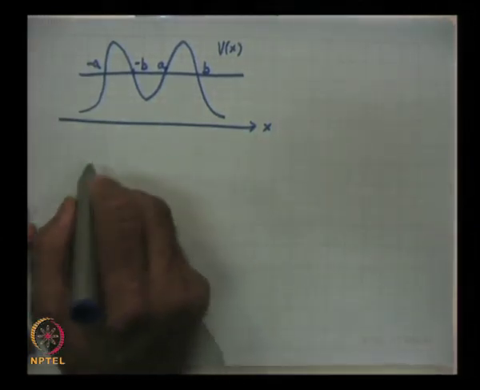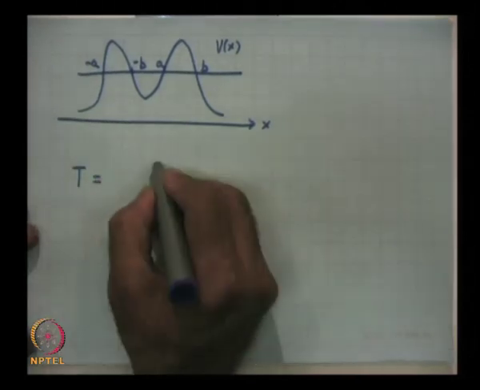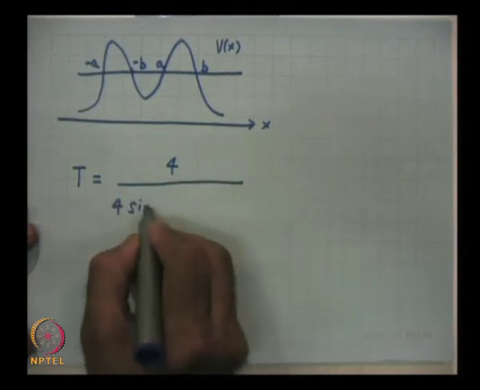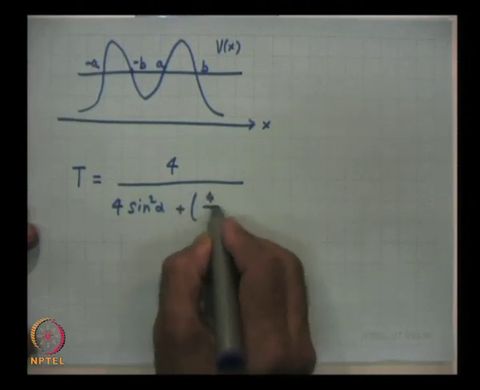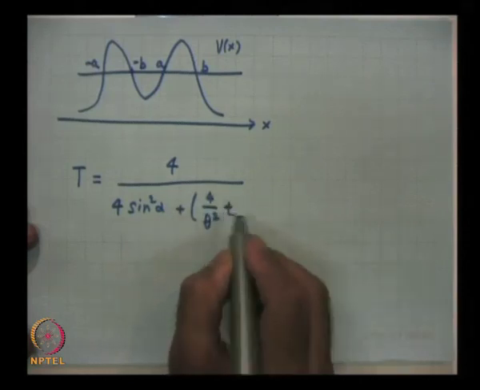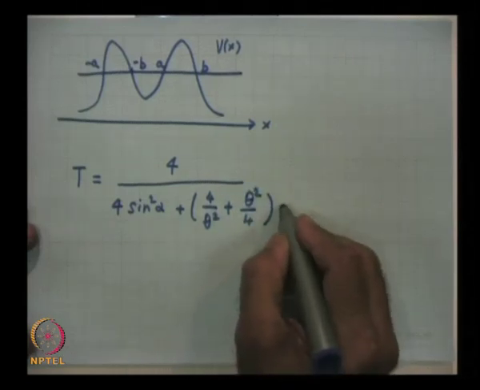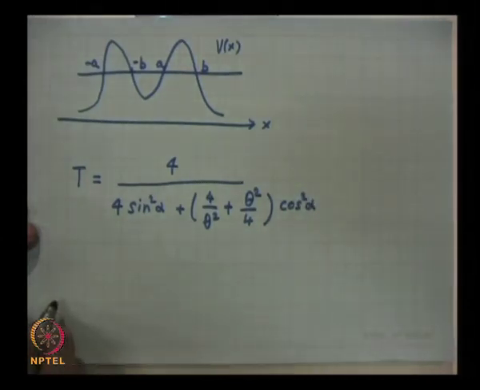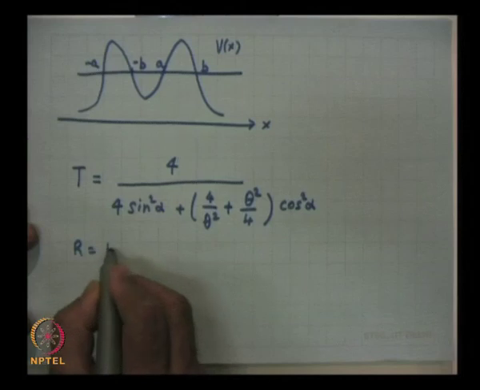So, if you work this out, and I would urge all of you to work this out, the tunneling probability comes out to be 4 by 4 sin square alpha plus 4 by theta square plus theta square by 4 cos square alpha, and a similar expression for R, and you will find that R plus T is equal to 1. So, the reflection coefficient is 1 minus T.